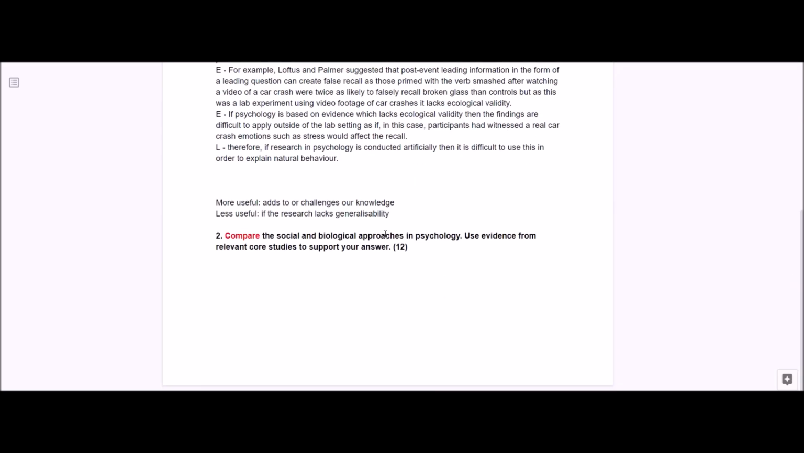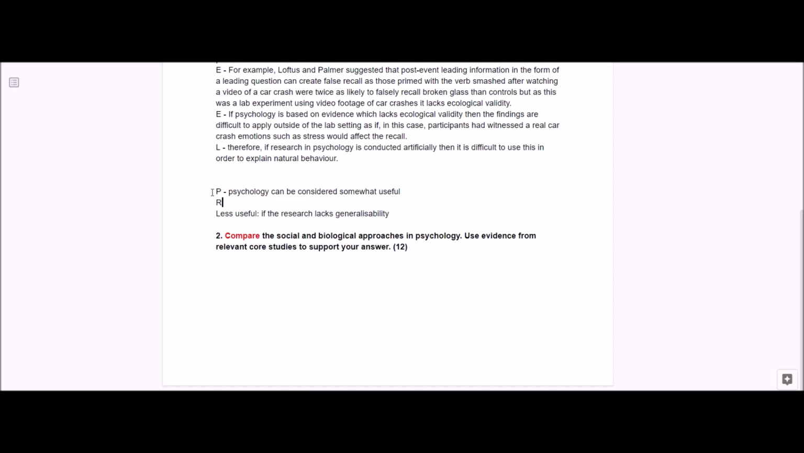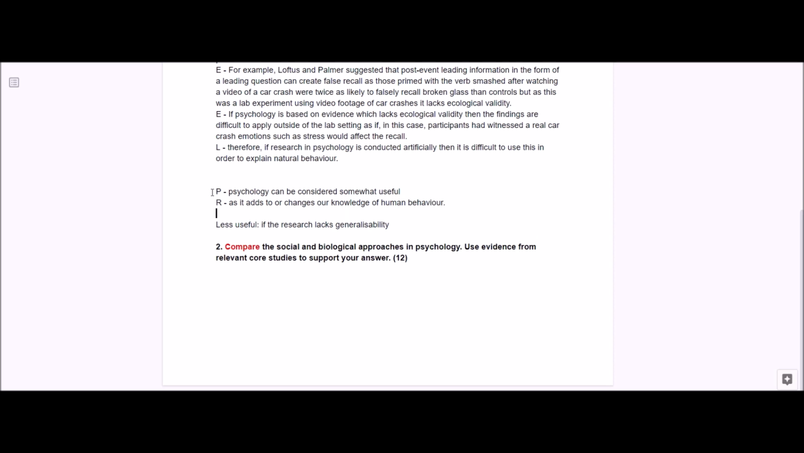Okay, next paragraph. So research can be considered more useful if it adds to or changes our knowledge or understanding. So my point: psychology can be considered somewhat useful if it adds to or changes our knowledge of human behaviour. Again, that's my point and my reason.